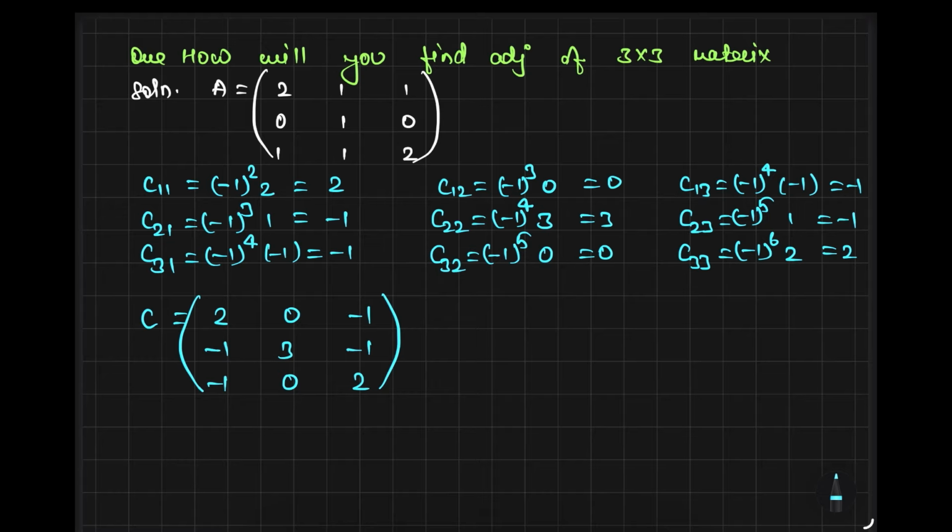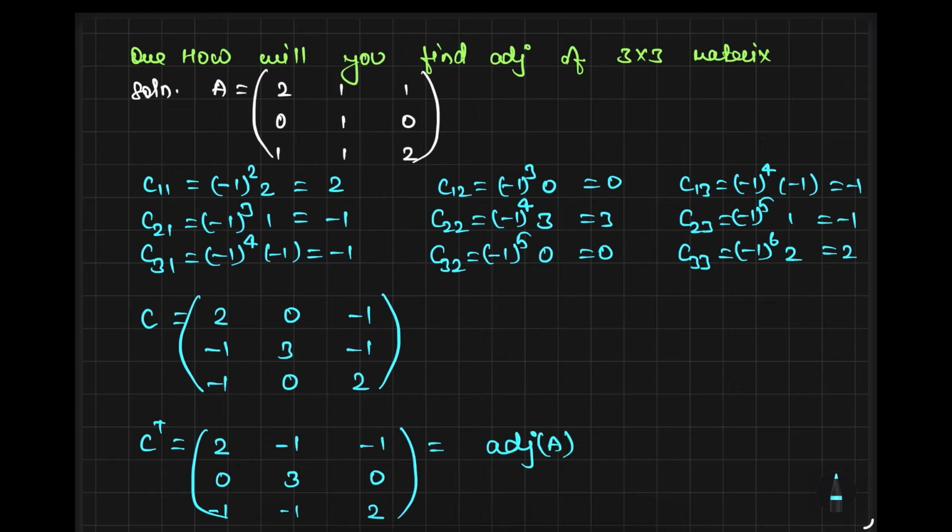Now what do we have to do? We have to take its transpose. So the final result will look like 2, 0, minus 1, minus 1, 3, minus 1, minus 1, 0 and 2. So this is done and you got your adjoint of A. So this is how you will find out the adjoint of a matrix.